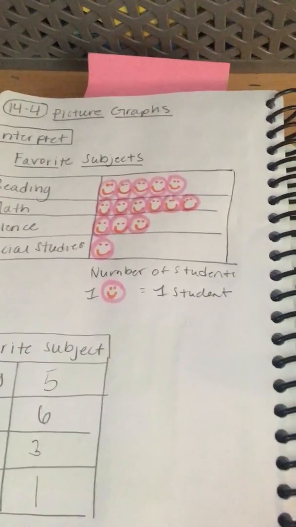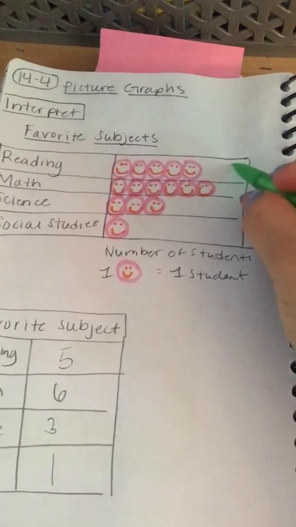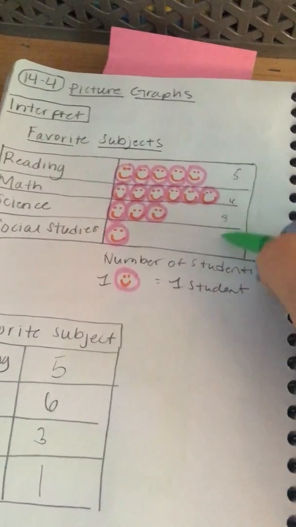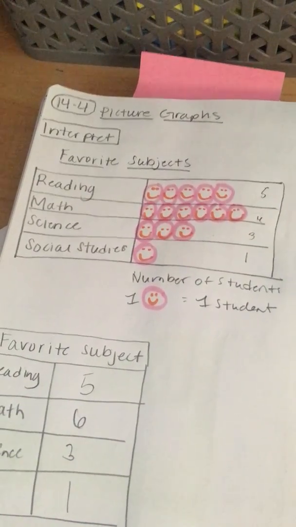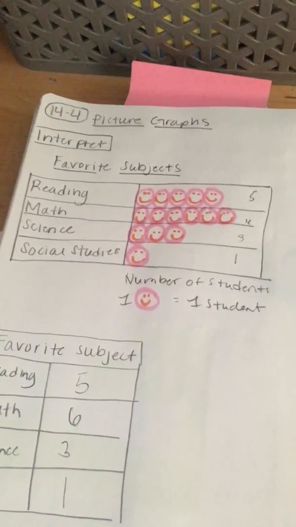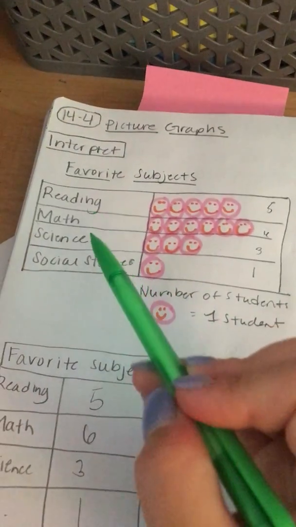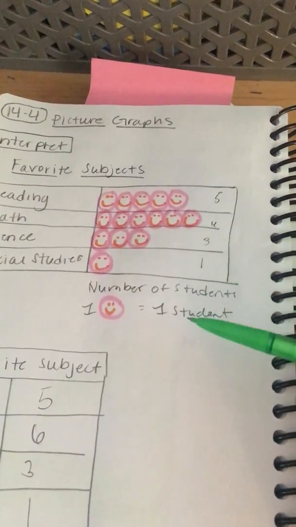When you interpret your graph, you might put the totals right next to the side. So 5, 6, 3, 1. And then you might answer any questions you have to answer alongside there. So let's say, how many more students like math than science? 6 minus 3 is 3.